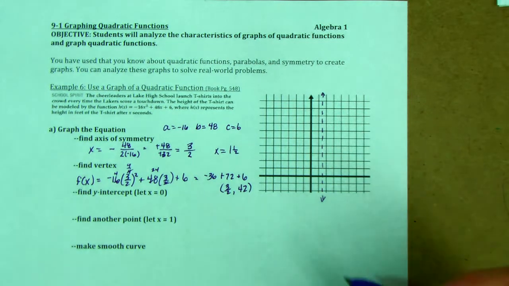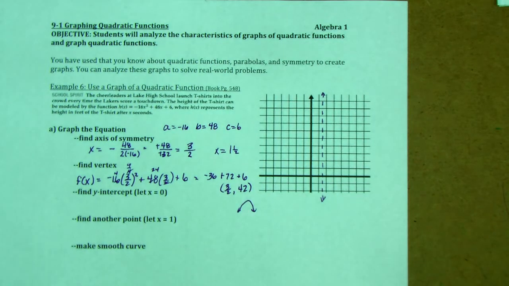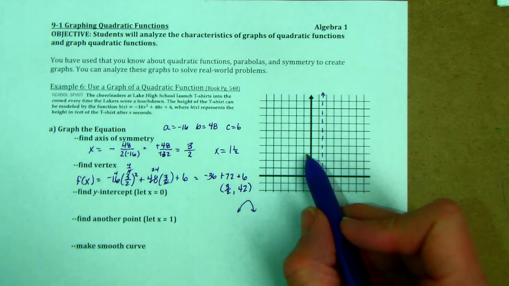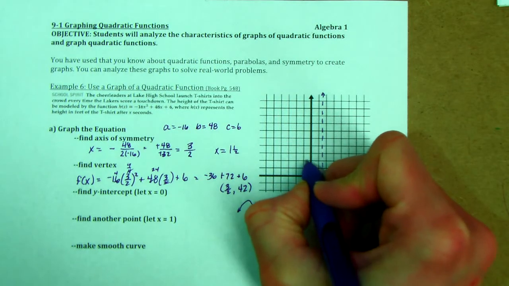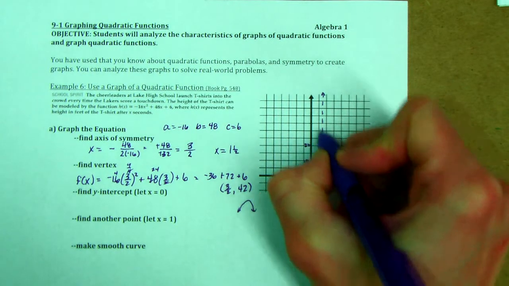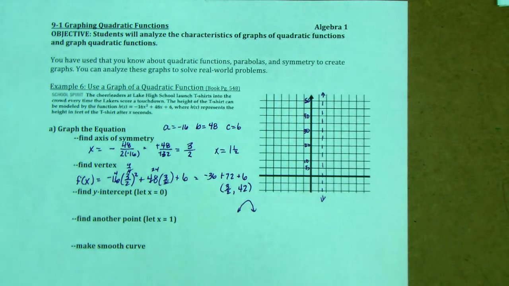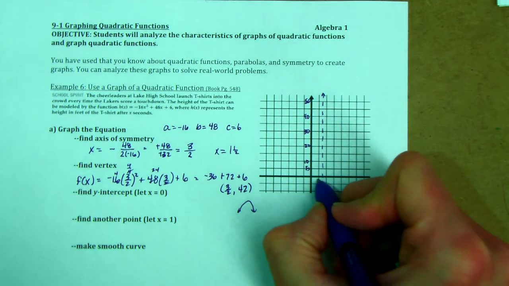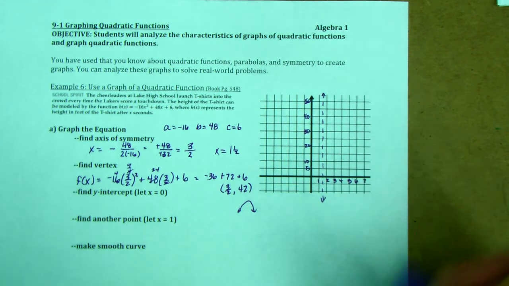Oh, eek. So probably going to have to go by something other than ones here. 5, 10, 15, 20, 25, 30, 35, 40. I'm going to go by 5s, guys. 10, 20, 30, 40, 50. All right. So 3 1/2, and I'm going to let these go by 1, so that's okay. And then we're going to go up to and plot my vertex, which is approximately right there, right?